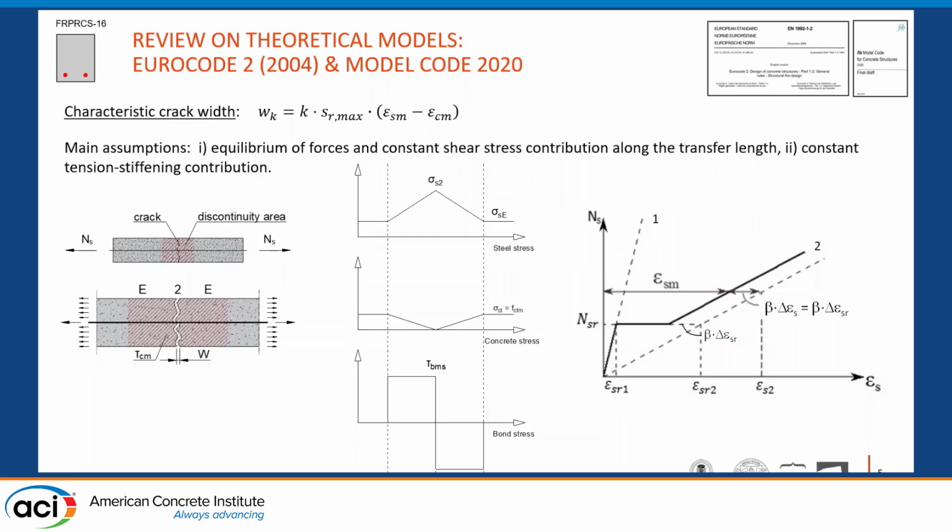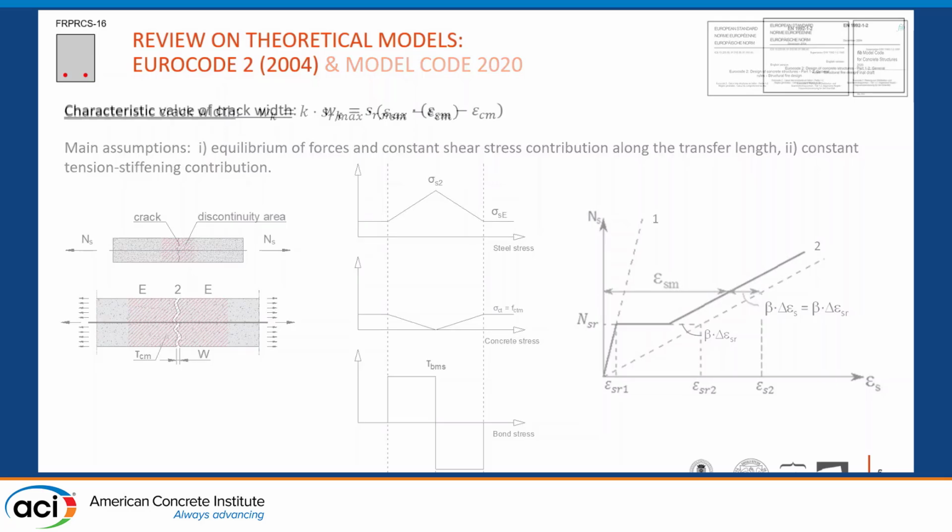Now, if we have a look at the Eurocode and the new proposal of the Model Code, the formulation for the crack width is basically what I have just shown, and there is one term k for the Model Code that I will introduce later on. The main assumptions compared to the previous slide are that the equilibrium of forces is done given a constant shear stress along the effective length, and the other is considering a constant tension stiffening effect.